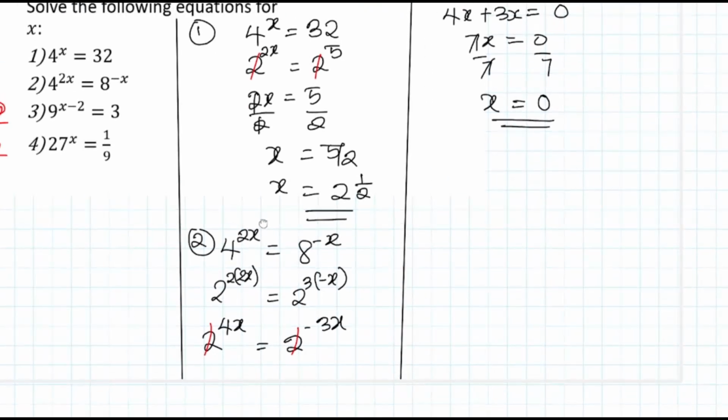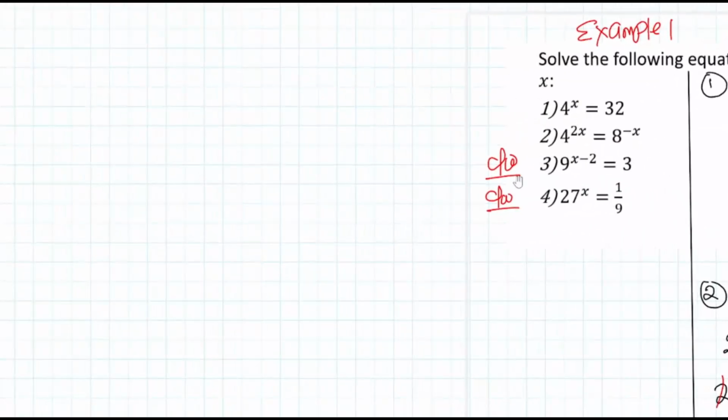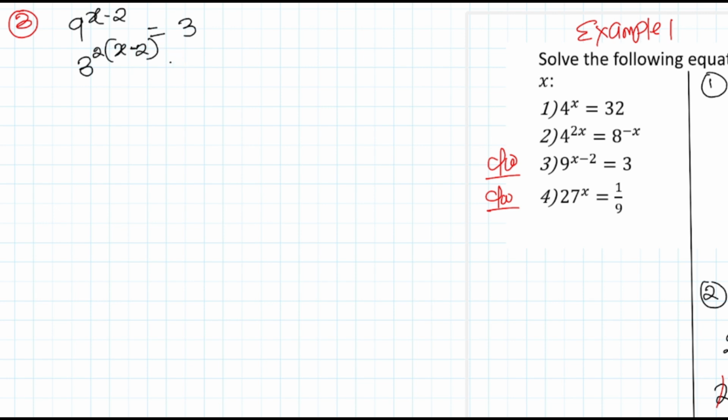Welcome back. So let's try to solve these ones together. Number 3, 9^(x-2) = 3. Change them to the same base. We have (3^2)^(x-2). Remember, when you have a power there, use a bracket. So now 3 is the same thing as 3^1, of course. So now they have the same base. Cancel the base and equate the power. So we have 2(x-2) = 1. So 2x - 4 = 1.